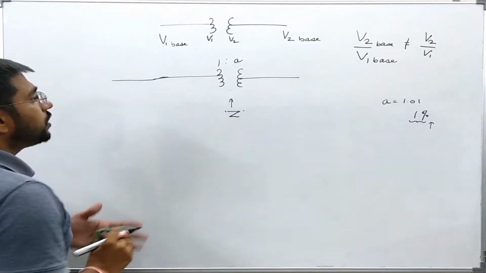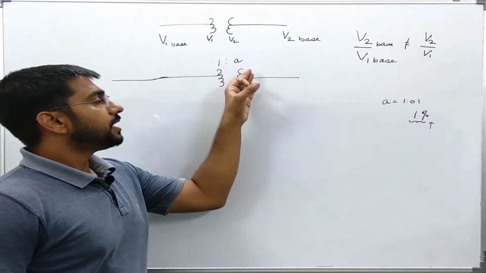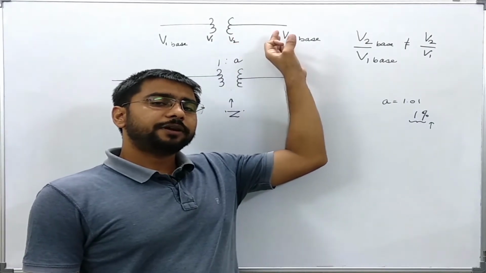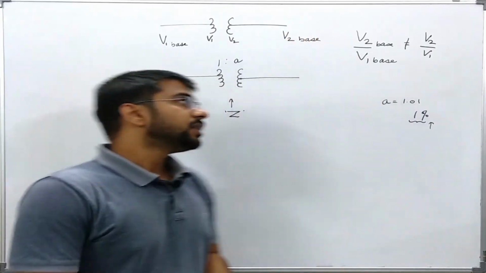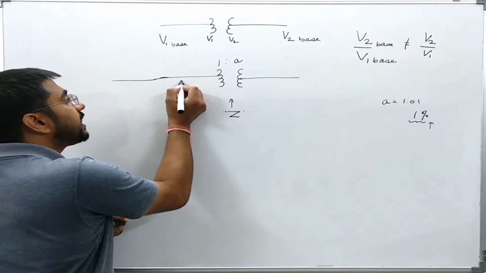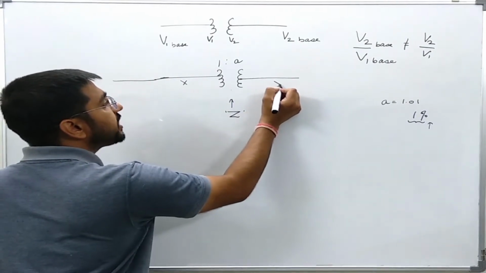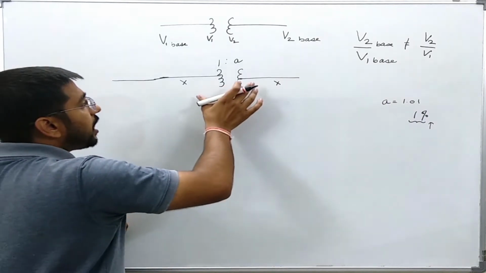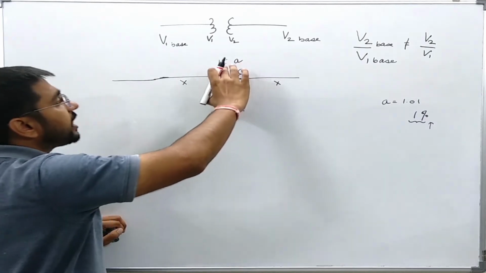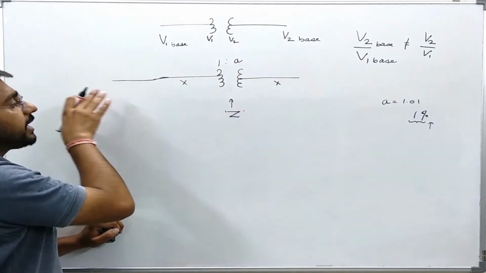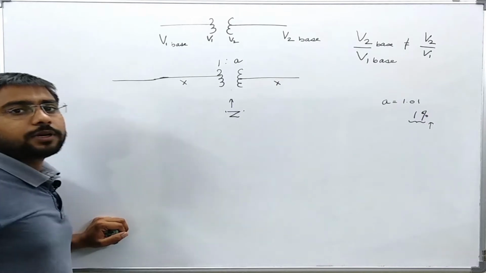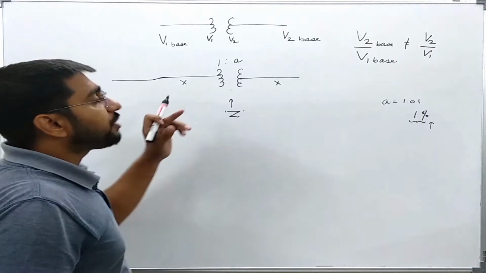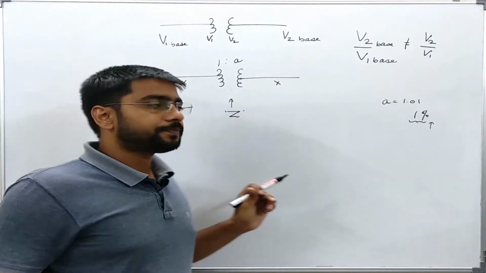In this case, this simple model for a transformer in the per unit system is not valid, because the voltage here is something else and here it is something else. And we have to see how we can simplify this kind of transformer so that we can use the various mathematical equations which we have derived earlier. So now let's try to derive the equivalent model of such a transformer.